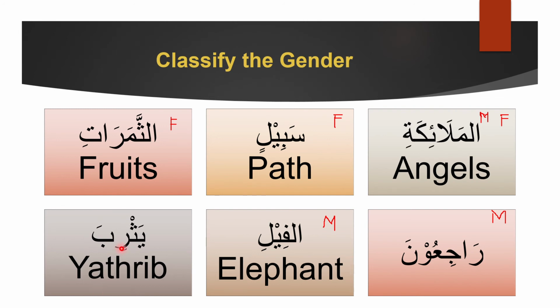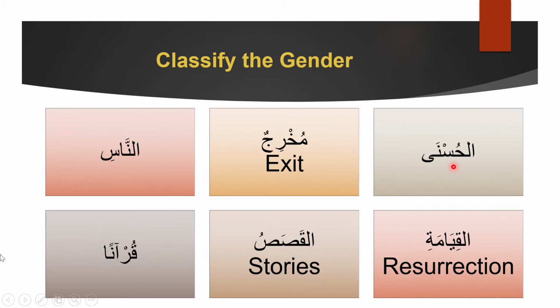Next, Yathrib. I told you this in the previous one where London was given. Names of cities are feminine. Okay, Yathrib is feminine because names of cities are feminine. Al-Husna. Al-Husna is, what do you think? Yes, it's feminine because it has the alif maksura, the ya without dots.